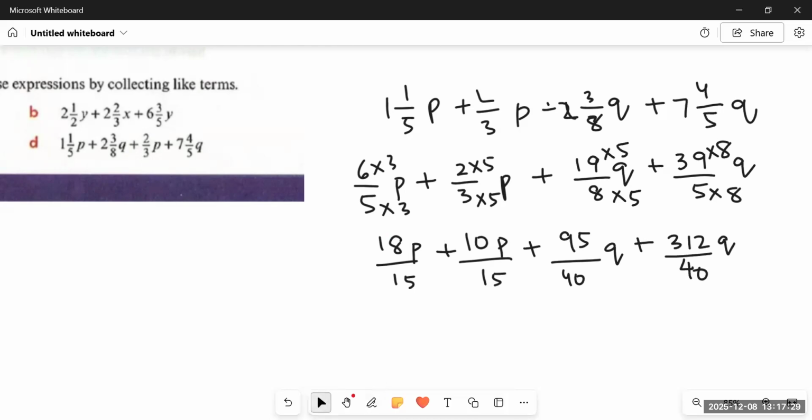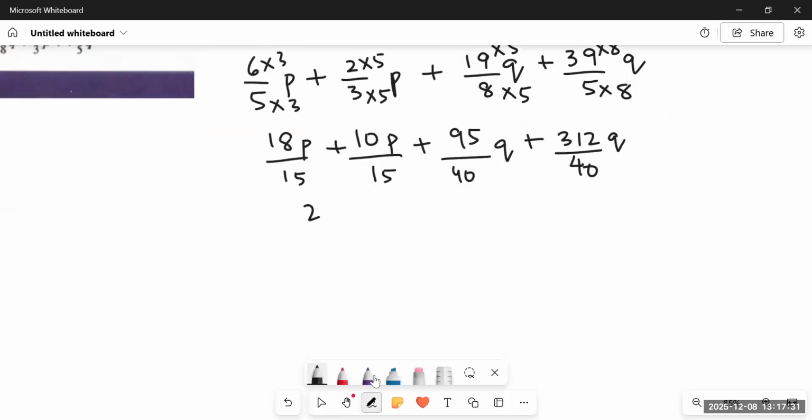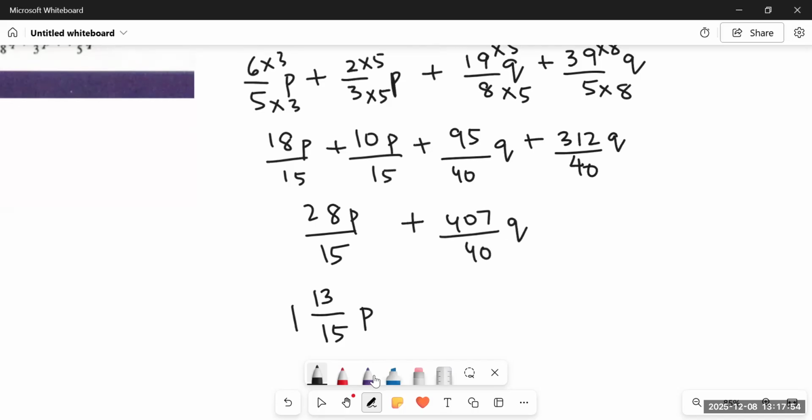After making the denominators the same, we can combine the numerators. So it would become 28p over 15. And 15 ones are 15. And we are left with 13 over 15p. And 95 plus 312 is equal to 407 over 40. We already know that 40 tens are 400. Then we'll be left with 7. So this is the final answer.